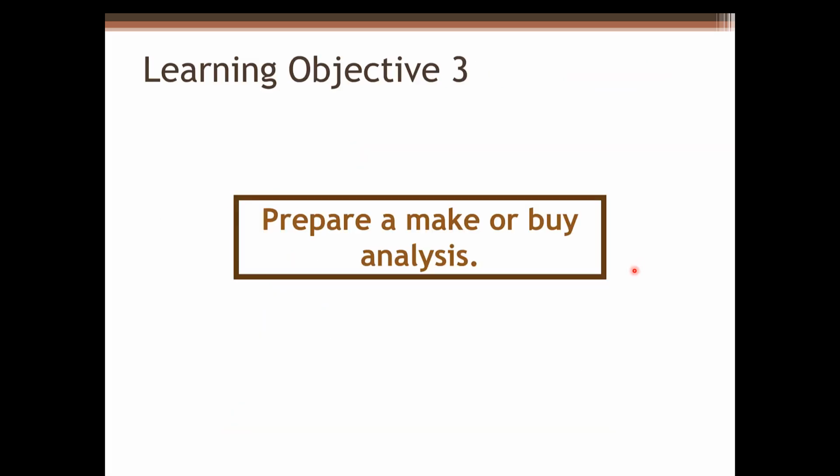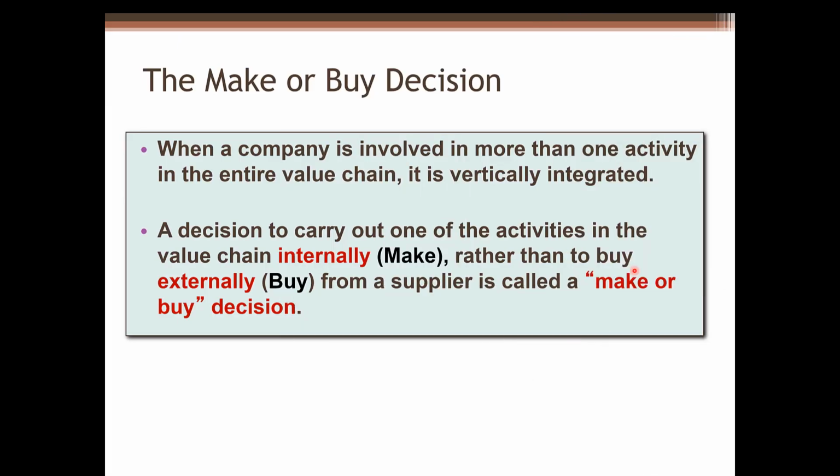Learning Objective 3. Prepare make or buy analysis. When a company is involved in more than one activity in the entire value chain, it's vertically integrated. A decision to carry out one of the activities in the value chain internally to make rather than to buy externally from a supplier is called a make or buy decision.